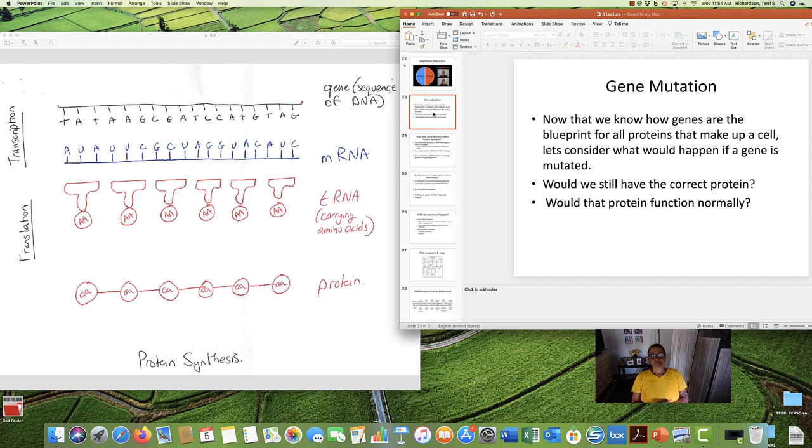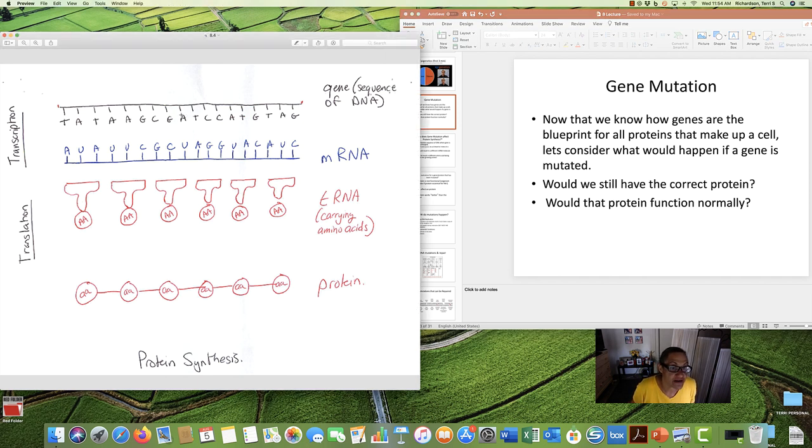All right. I want to finish this lecture by asking you a question. What if there's a mutation in this gene? What if there's a mutation? What if, for example, you see this A right here? What if instead of this A right there, a mutation happens and it becomes a C?